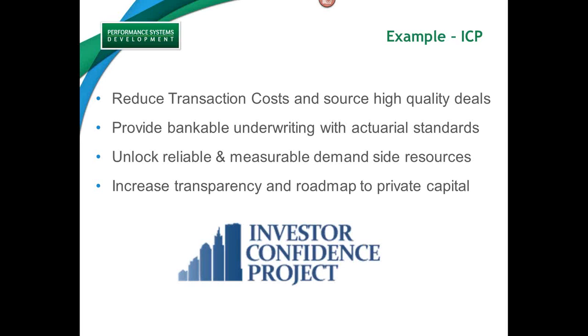Unlock reliable and measurable demand-side resources. That means get away from supply-side renewables, whether it's solar PV, wind, and so forth, and start looking at energy efficiency as a resource. And finally, increase transparency and provide a roadmap for private capital to enter this market. To be frank with you, M&V is the underpinning for all four of these. Quality M&V activities underpin all four of these ICP goals.